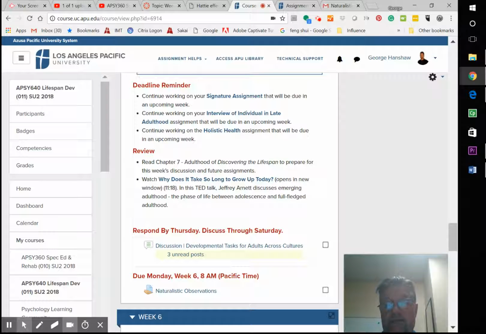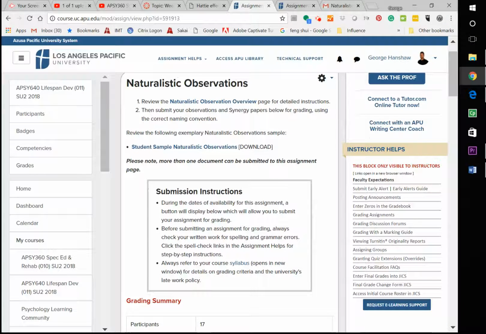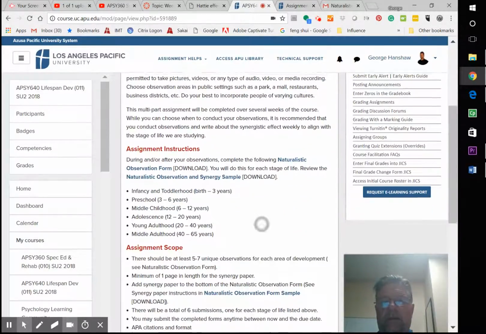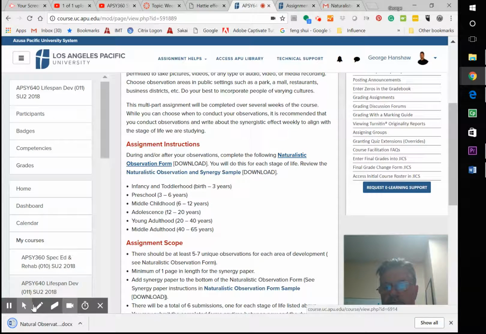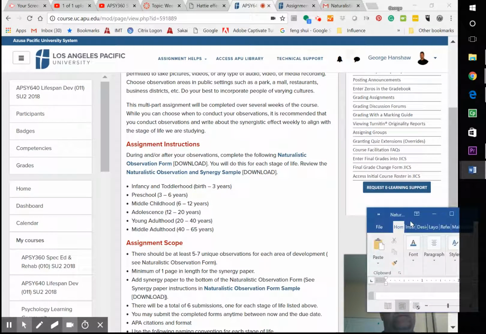And let's take a look at our naturalistic observation that is due on Monday. Try not to read too much into it. I know it could be kind of difficult to not overthink this, but if you just go here to your naturalistic observation, it gives you the overview, and then it talks about the observations that you make and what you're going to do for each set. Should have had that up for you already. My apologies. We'll bring that up and then bring it over to our page here.